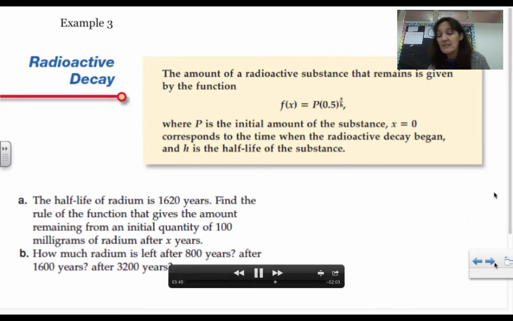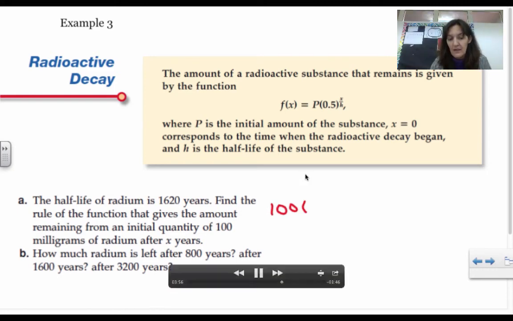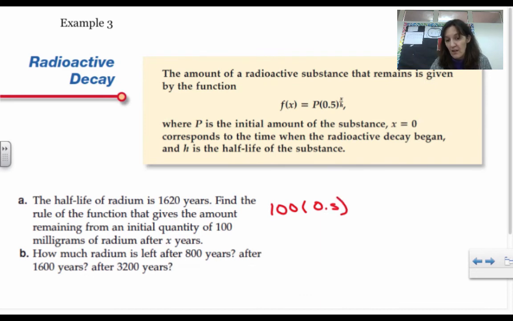So this is half-life. This is actually an interesting problem because we're going to talk about how we date things. And it uses this half-life formula. So it's the amount times 0.5 to the x, which is whatever time we're looking for, divided by h, which is our half-life. So if the half-life of radium is 1620 years, that's going to be our denominator, and whatever it is, x years, will be our numerator.